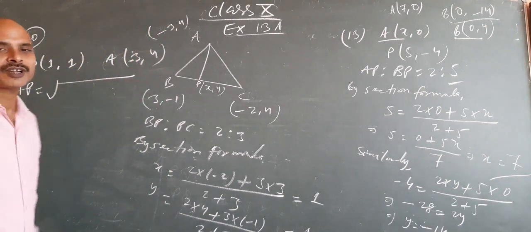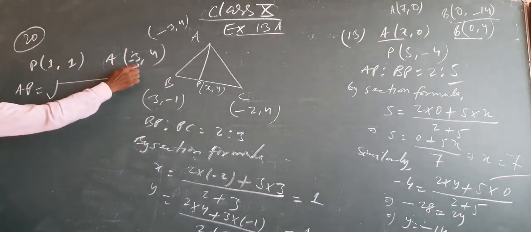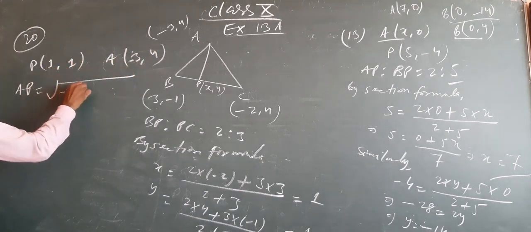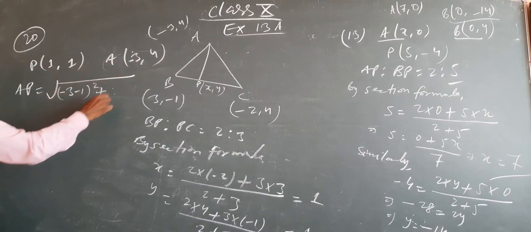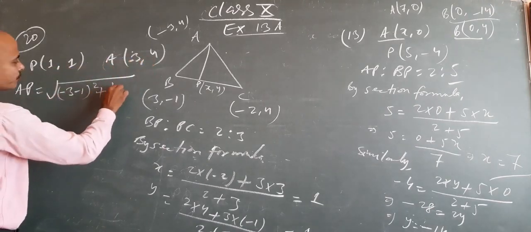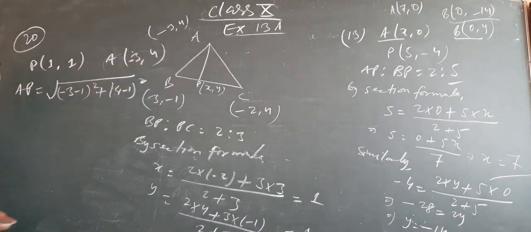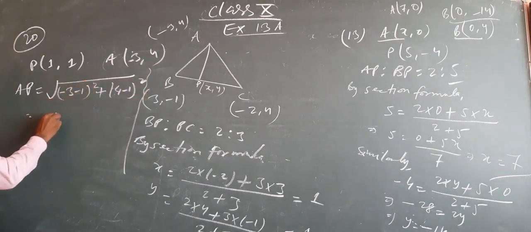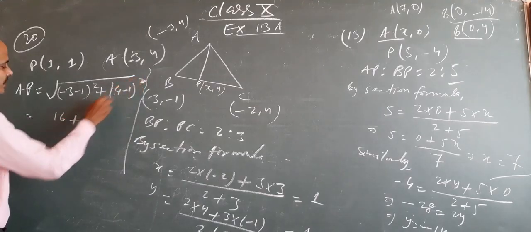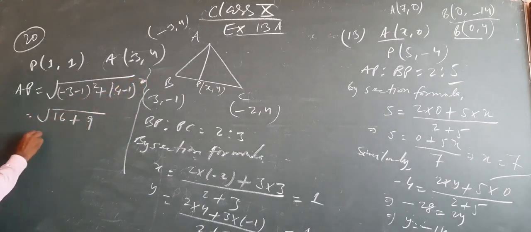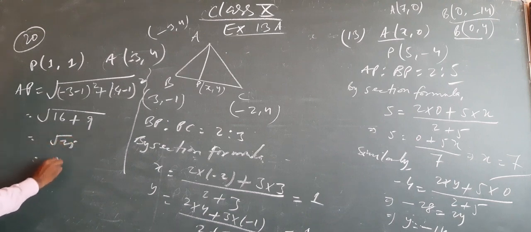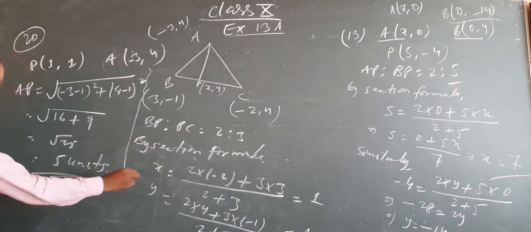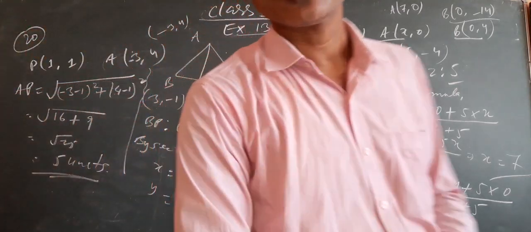What is the distance formula you can recall? (x2 minus x1) square plus (y2 minus y1) square. (-3 minus 1) square plus (4 minus 1) square. Minus 4 square gives 16. 3 square gives 9. Square root of 25 is equal to 5. Therefore, the distance between A and P is 5 units. Okay, remaining questions you will do yourself.